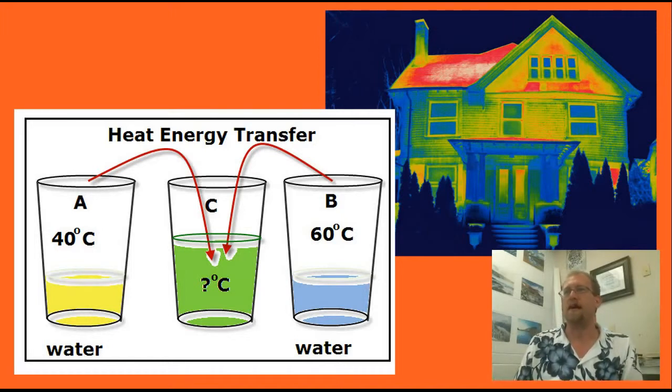And you can look at the relationship between temperature and its surroundings here. Here's a house, it's cold, it's winter, and the house has the heater on. And you can see that thermal energy is escaping through the roof.